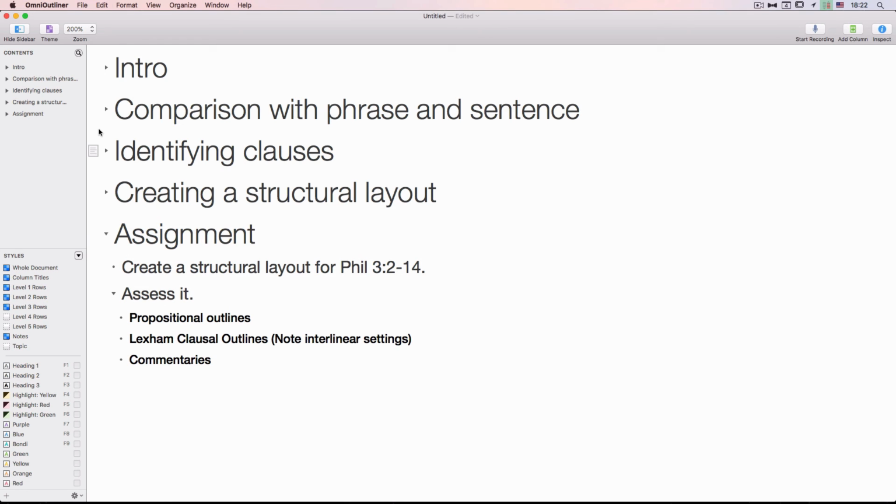Oftentimes commentaries will do a clausal layout for a particular passage. For example, the Zondervan exegetical commentary that's recently been done has a lot of those in it. So feel free to look at any commentaries. The main goal is to take what you did and then assess it, see where it could be improved. Do these tools help you in any way? What would you change if you had a second opportunity to do it?